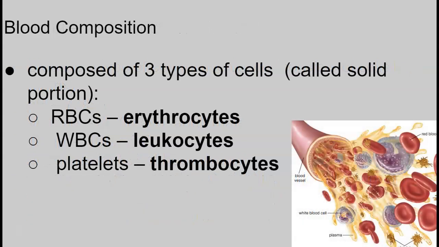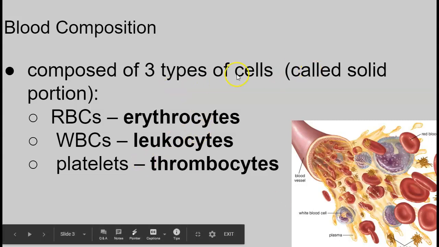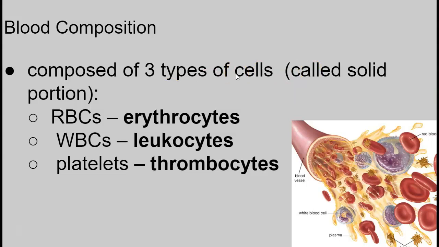What is your blood made up of? Well, when you break down the blood, it's actually broken into two major components, the solid part and the liquid part. So let's talk about the solid part first. We're going to talk more about that in a moment, but your solid part is going to be made up of three specific types of cells: red blood cells, white blood cells, and platelets. Red blood cells are called erythrocytes.